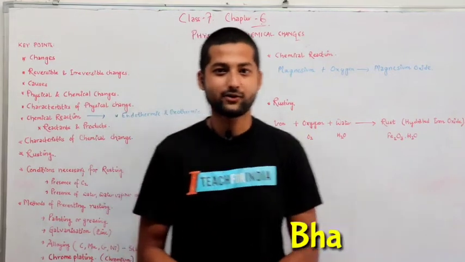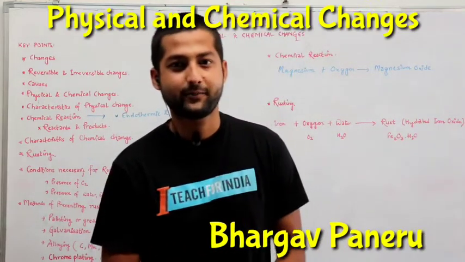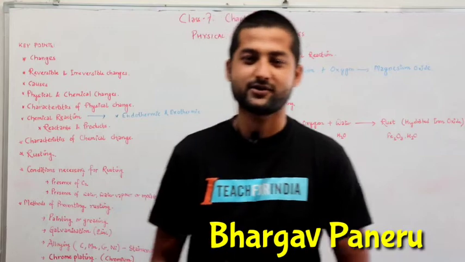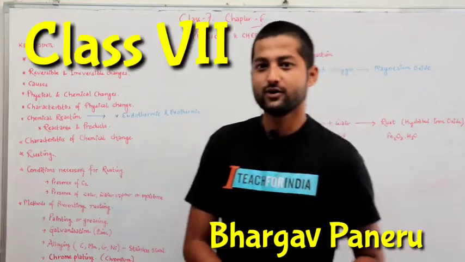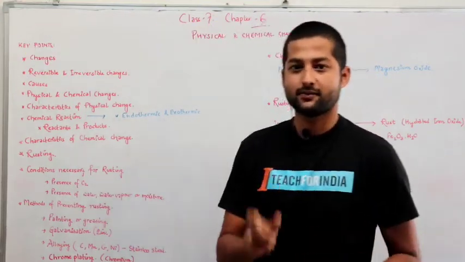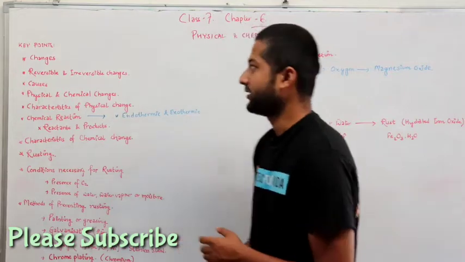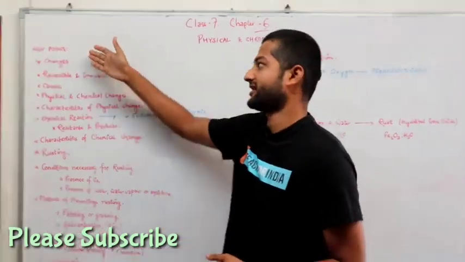Welcome back everybody. So today I am here to explain to you the chapter Physical and Chemical Changes, which is chapter 6 of class 7. So today in this chapter we will be discussing some key points, and the key points are as follows. So first of all, it is changes.